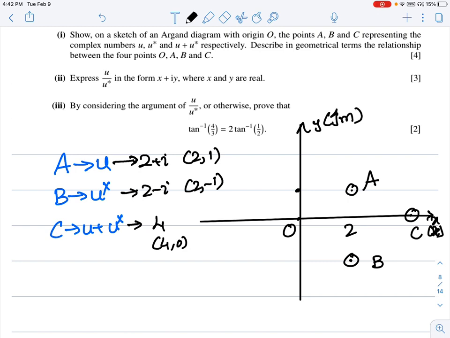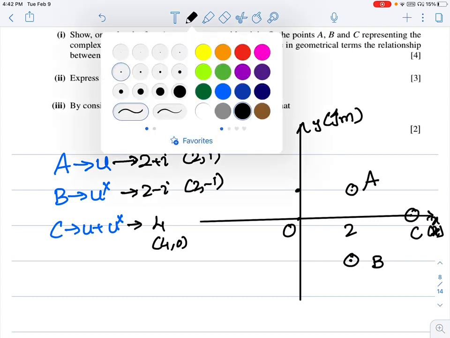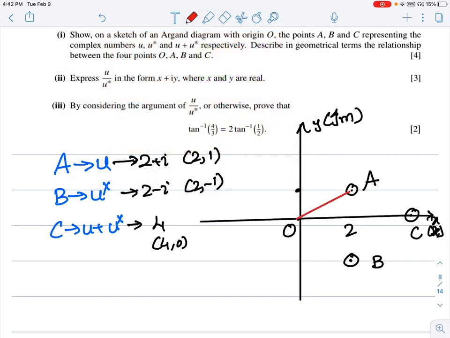So what is he asking? What is the relationship between OAB, OACB? So let me join all the points. O to A, then A to C, then C to B, then O to B. So I have drawn it, and it's almost looking like a parallelogram, because if you draw neatly in a sketch of graph, it should look like a parallelogram. It may not look like it over here, but we can write it's a parallelogram.